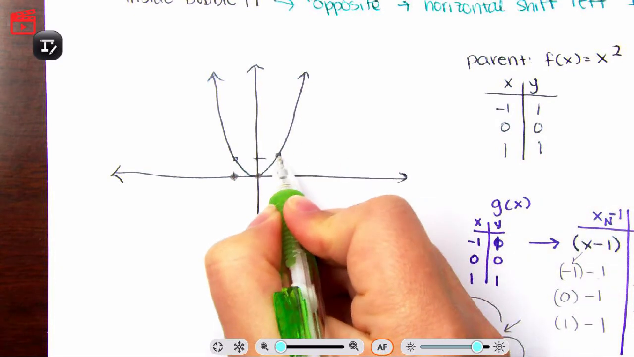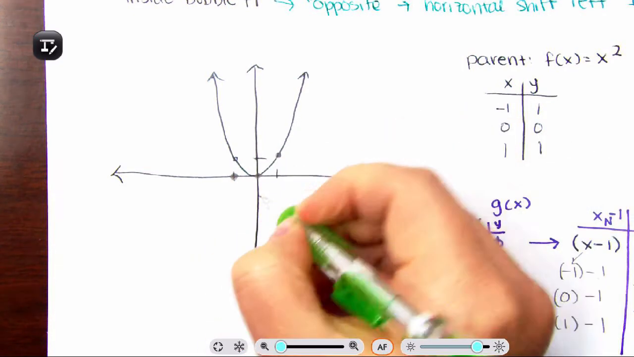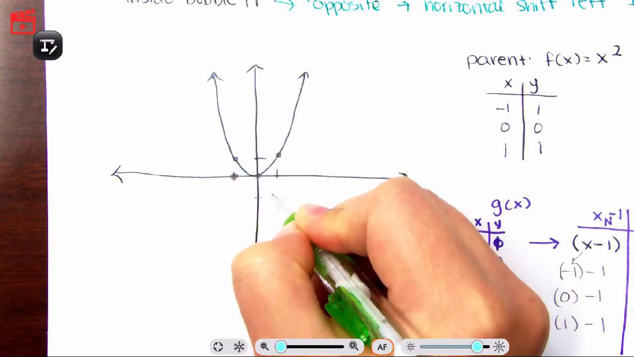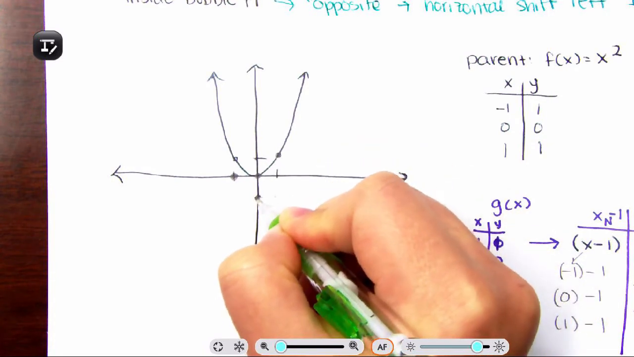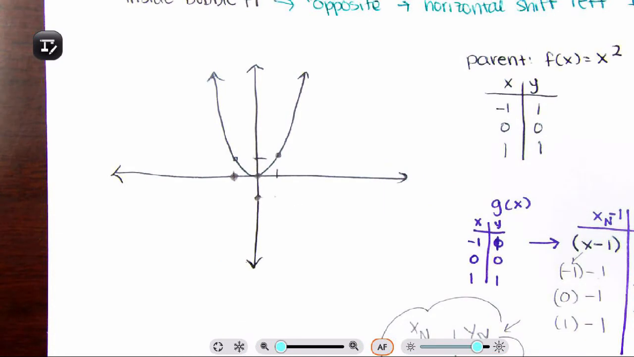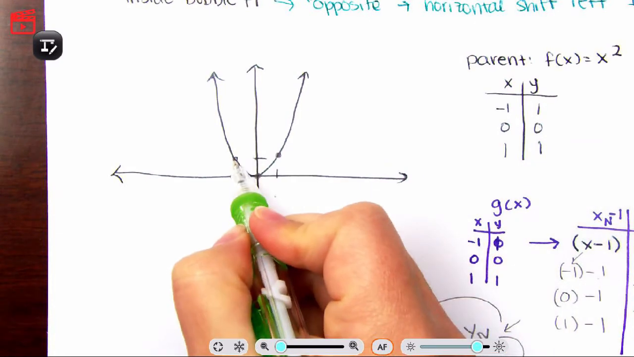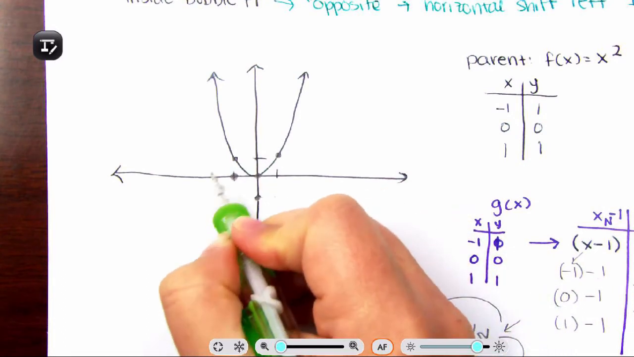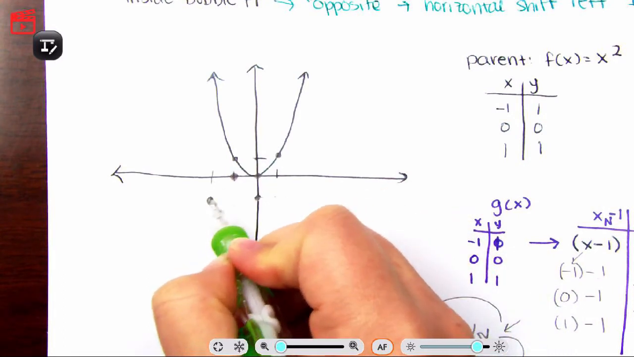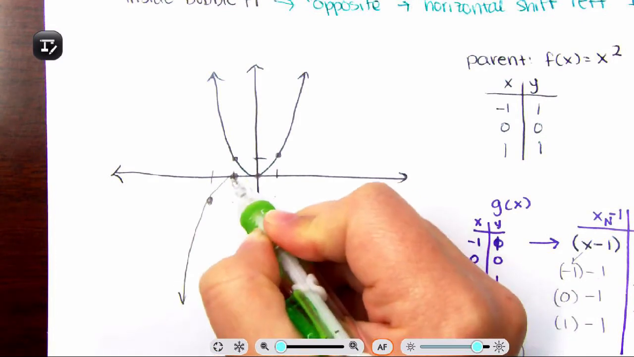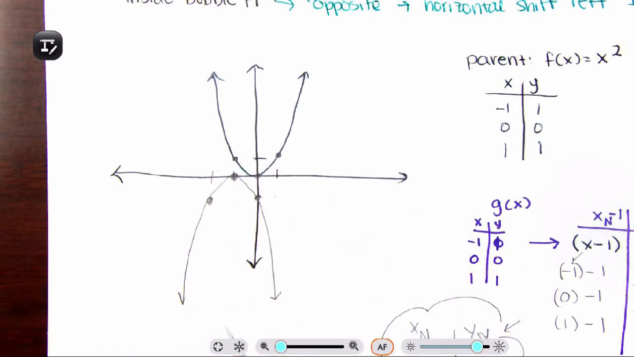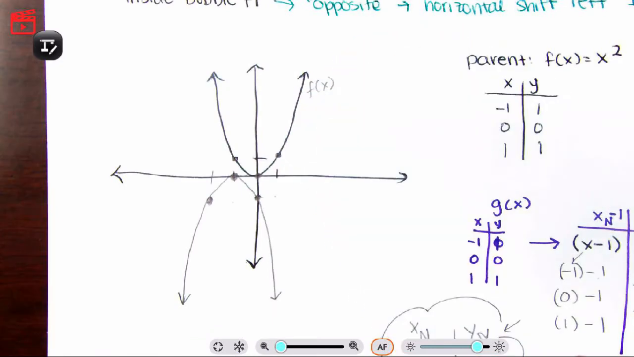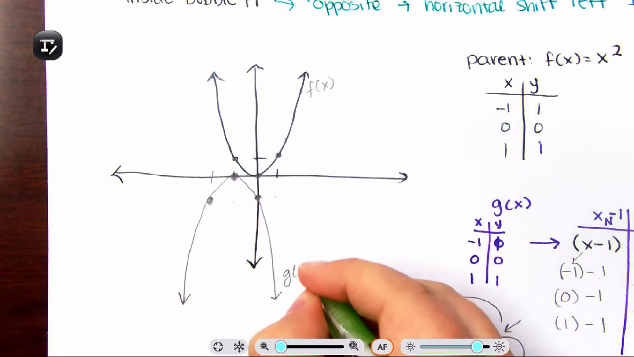Next one, here's my other point. I'm going to flip it over. So now I am at -1, and I'm going to take one jump to the left. So I should be at 0 and -1. I do have a point at 0 and -1. Here is my point. I'm going to flip it over. So I'm here at -1, but I'm taking one jump to the left. So I should be here. So here's my parent function, f of x. Here is my transformed function, g of x.